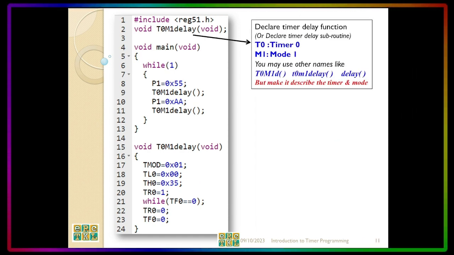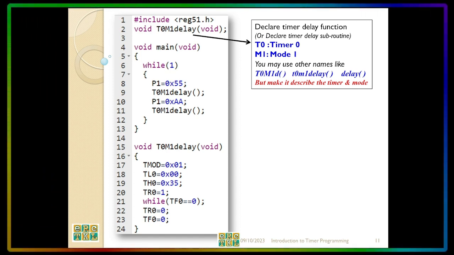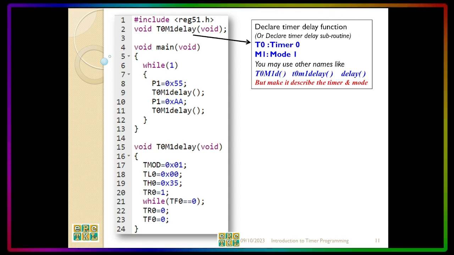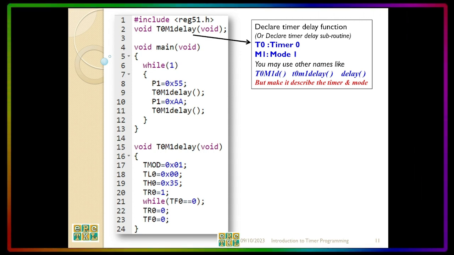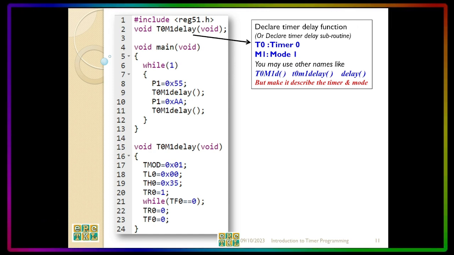And just to explain, of course, you already know about include reg51.h, which is to include the header file. In line number 2, this is where we declare the name of the timer delay. Usually, the name of the timer delay is describing what timer you are using. For example, we want to use timer 0, so we put T0. If we are using timer 1, then we might as well write T1. Now, if we are using mode 1, we write M1. And if we are using mode 0, you write M0. Although you can also write mode 2 and mode 3.